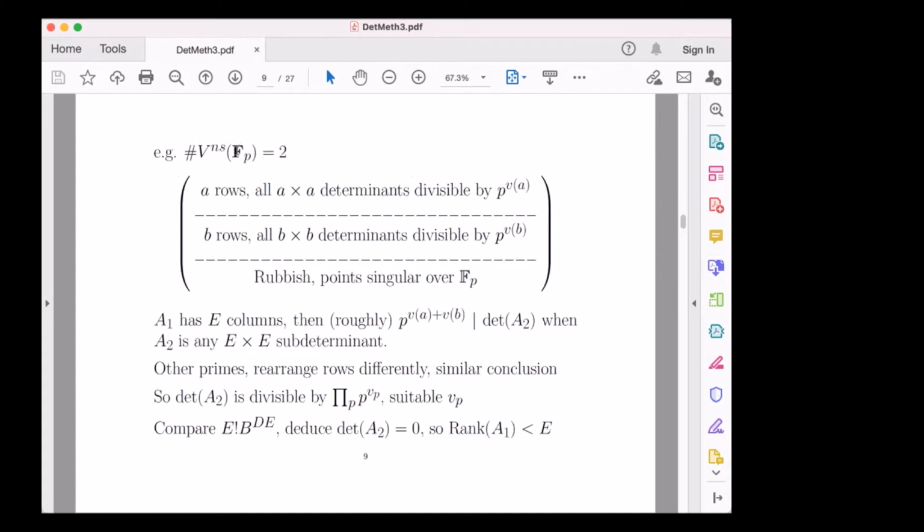Here's a very simple example where the number of non-singular points modulo p is just 2. So there will be a group of rows here of size A, there'll be B rows here. This will be for the first value of t, this will be the second value of t, and then at the bottom we'll have some rubbish corresponding to singular points. And what I'm saying is that here, all the A by A determinants are divisible by a large power of p. In the next block, all the B by B determinants are divisible by a large power of p. And then here, we can't say much.